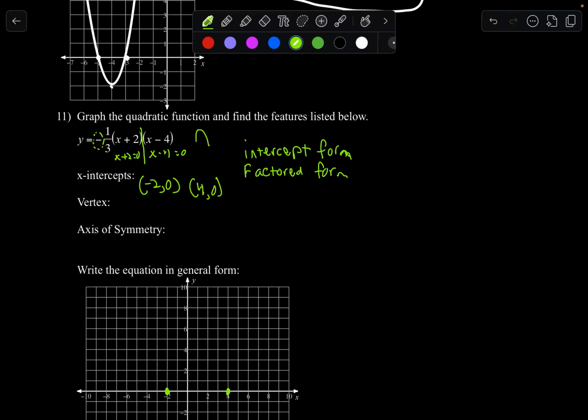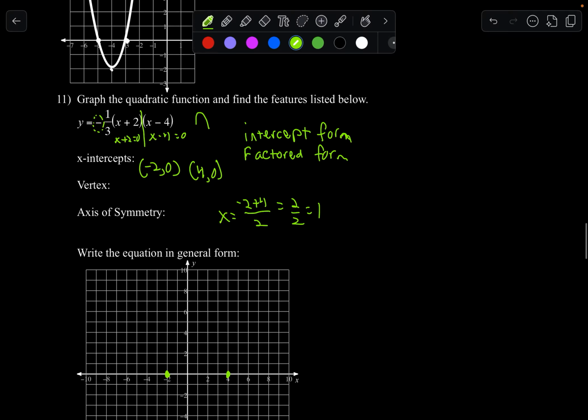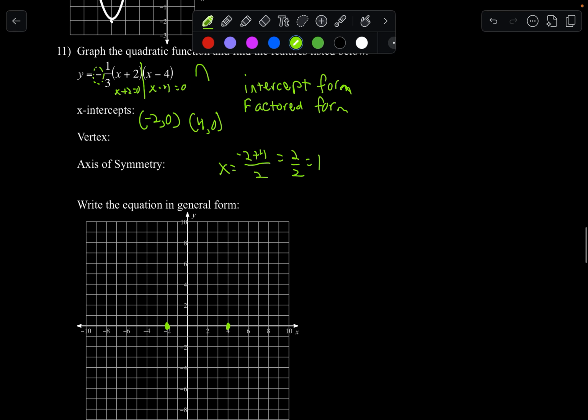We can find the vertex by finding the axis of symmetry, because the axis of symmetry is just the x value of the vertex. So that would be x equals just the average of negative 2 plus 4 divided by 2. That's 2 divided by 2, which equals 1. So we know the axis of symmetry is x equals 1. That means we have this kind of dashed line right there that splits the parabola into halves.